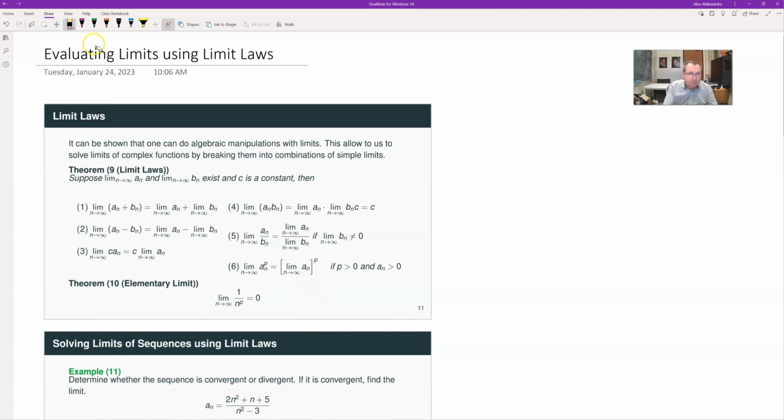then limit of the result will also exist, and it would be the limit raised into the power. So limit laws are very important because they allow you to look at a complicated expression, break it down to simpler pieces, figure out the limit by figuring out the limits for the simpler pieces, and then combine it back. We also need some elementary limits. And one of the elementary limits is 1 divided by n raised to p. As long as p is positive, that limit will be equal to 0.